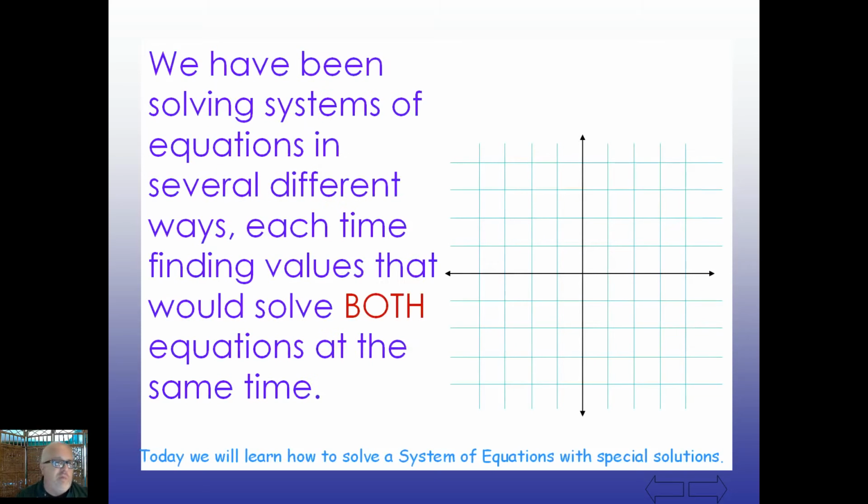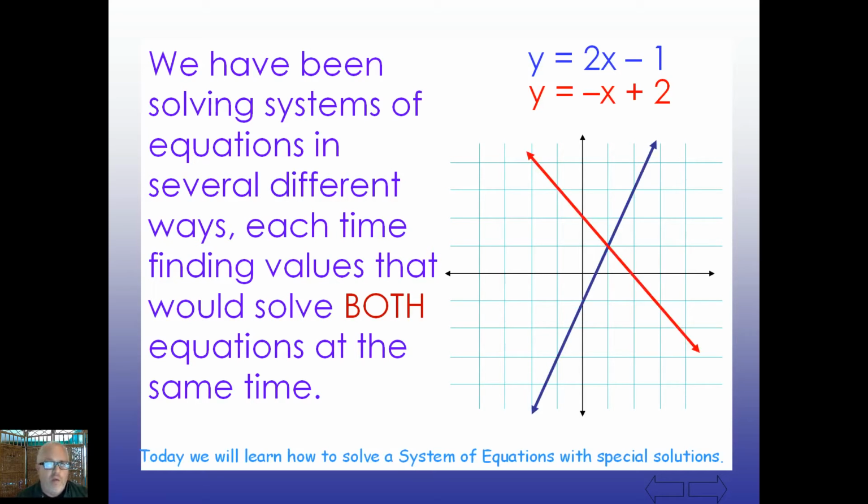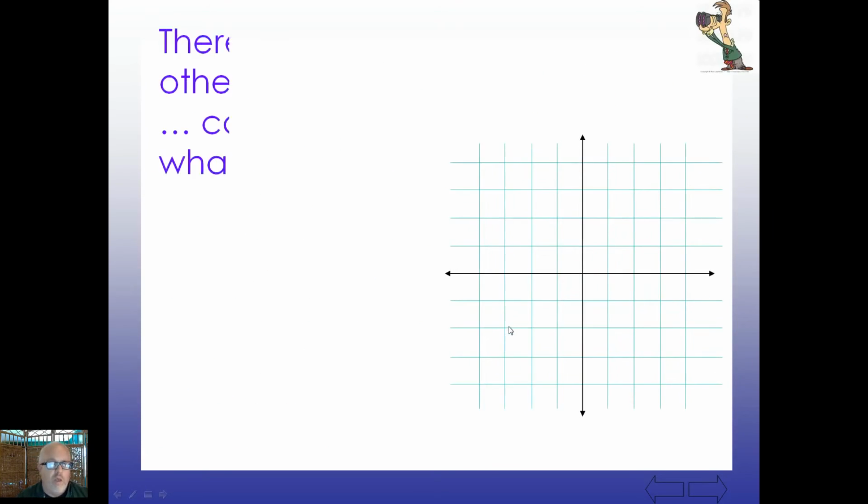All right, so we have been solving systems of equations in several different ways, each time finding values that would solve both of the equations at the same time. Remember, that's the whole point of a system, finding the solution that would solve both equations simultaneously. So, for example, if we actually graphed these two lines, this one in blue, this one in red, what's the solution here? Well, starting at the origin, over 1, up 1, the solution's (1, 1).